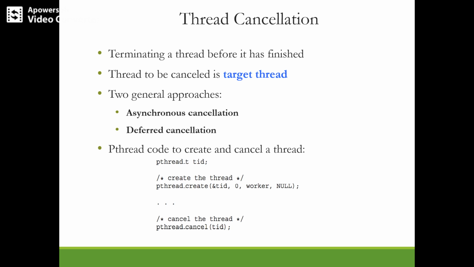Next is thread cancellation. Cancellation allows one thread to terminate another; it is the task of terminating a thread before it completes, and the thread to be cancelled is called the target thread. Here again we have two approaches. But before talking about these general approaches, let's see how thread cancellation can be demonstrated.